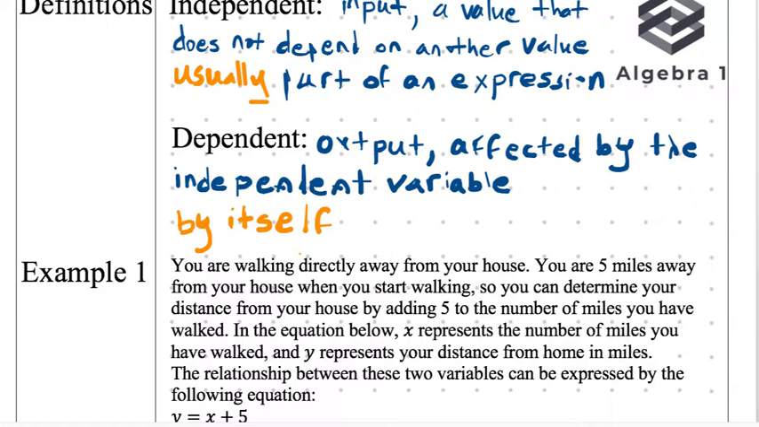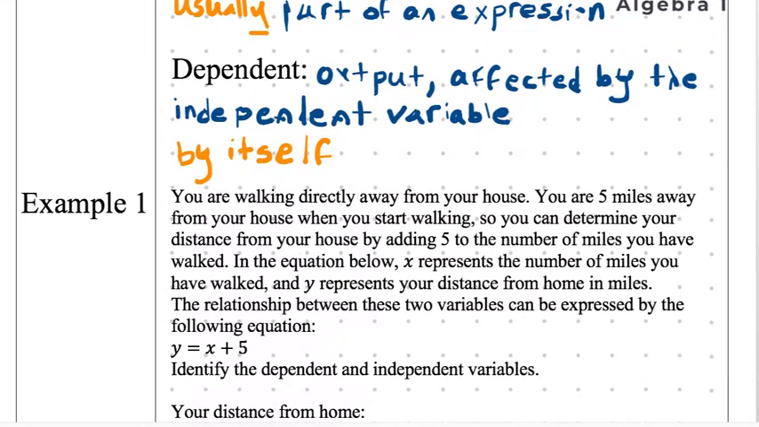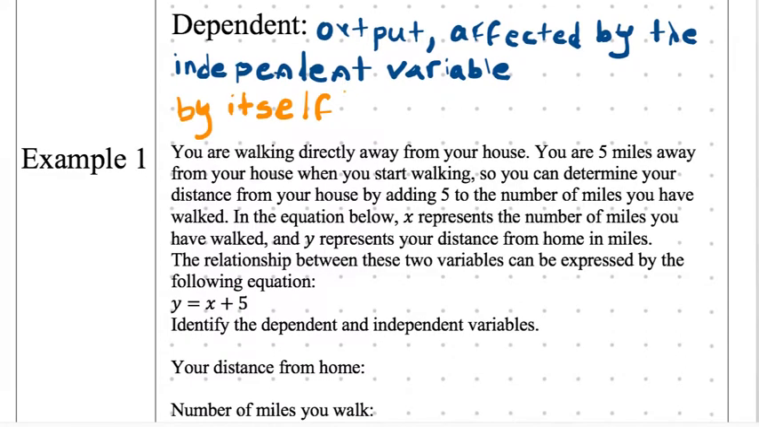Okay, so I have a few examples for us to try out. So I need someone to read this, and this is for XP as well. Jose, go for it. You're walking directly away from your house. You're 5 miles away from your house when you start walking. So you can determine your distance from your house by adding 5 to the number of miles you have walked. And the equation below, x represents the number of miles you have walked, and y represents the distance from your home in miles. The relationship between these two variables can be expressed by the following equation: y equals x plus 5. Yeah, perfect. Thank you.